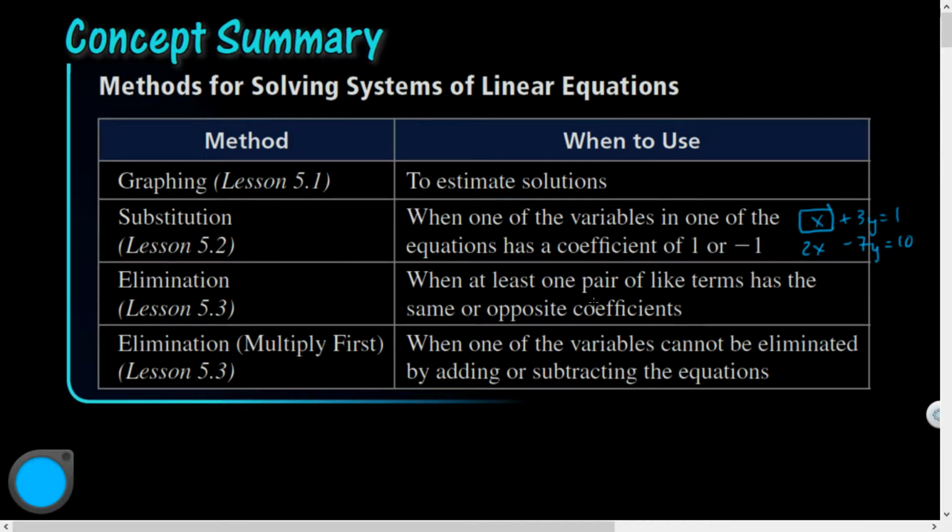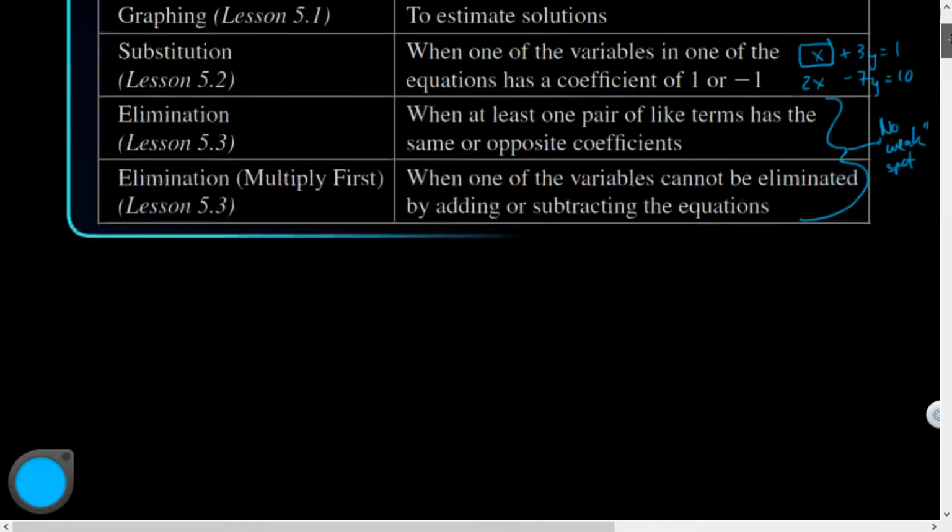Elimination method is great when one pair of like terms has the same or opposite coefficients, or anytime we don't have a weak spot. That's when you use the elimination method to bust through all that extra armor of those coefficients right there. Let's take a look at some of these special cases.